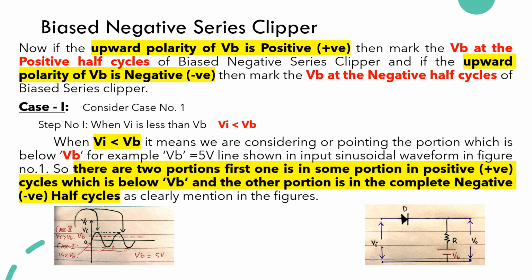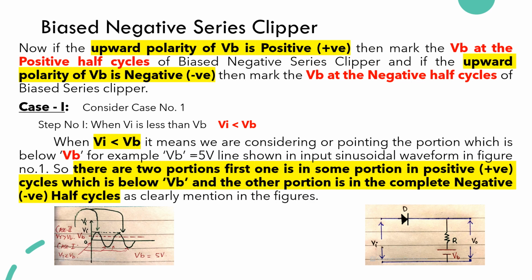As the condition is VI is less than VB. So what is VI? VI is 10 volts and VB is 5 volts. So it means the area which is 5 volts, VB is equal to 5 volts, definitely this area or portion is below the VB as shown in the figure.